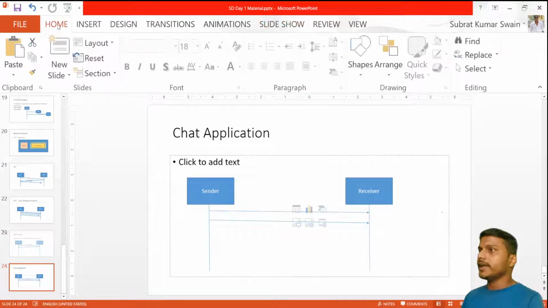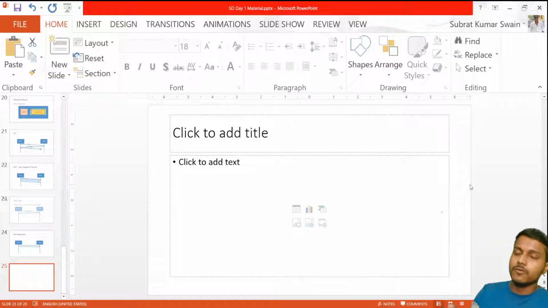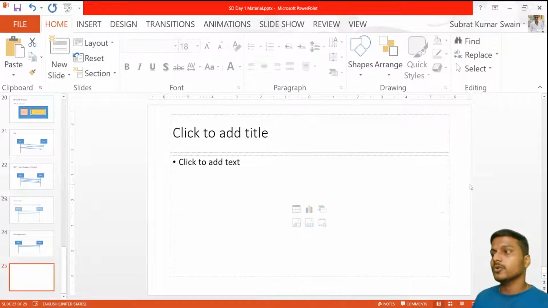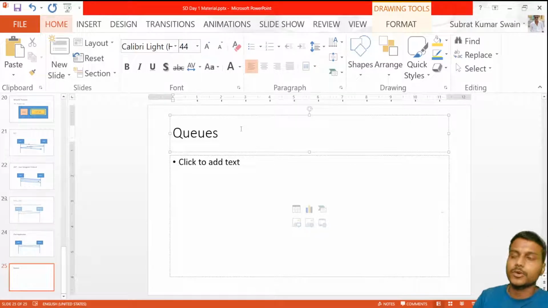Okay, so the next thing I want to discuss is, just please confirm guys, first of all, did you understand the WebSocket protocol? Because with that I'm done with the protocols. Okay, I want to go with a different topic, that is queues. I want to just go into the queues topic.